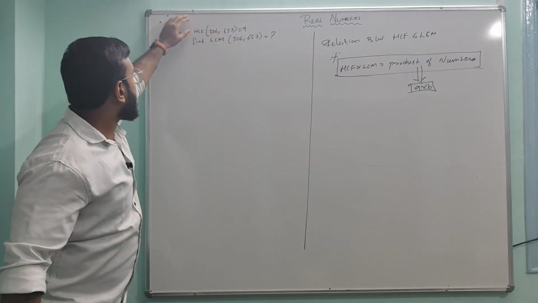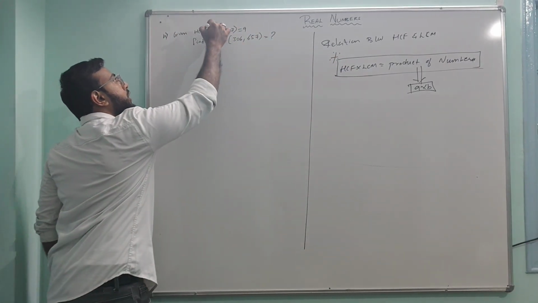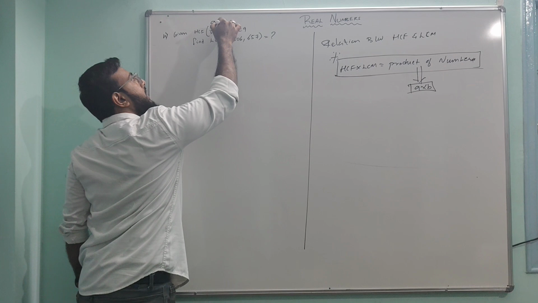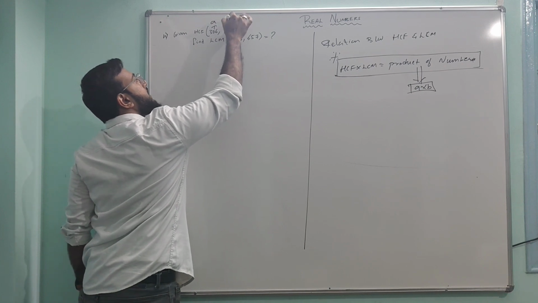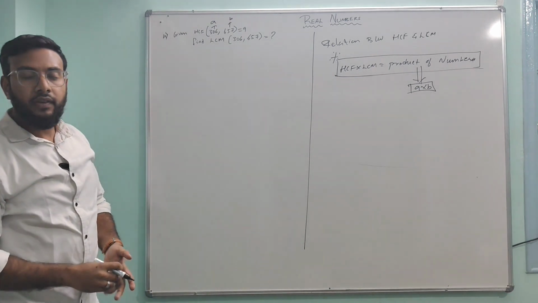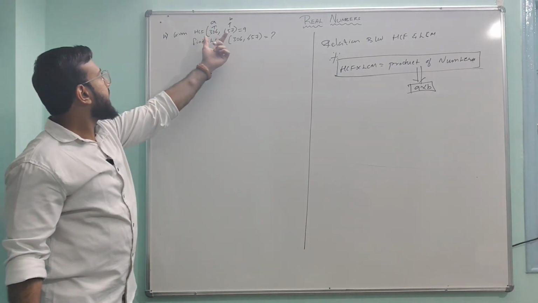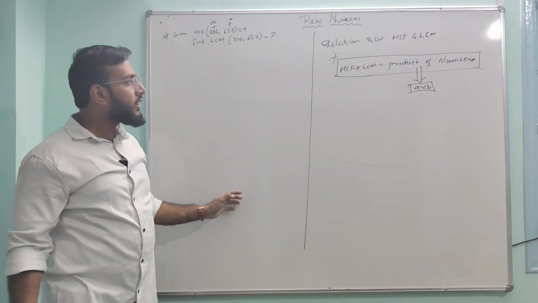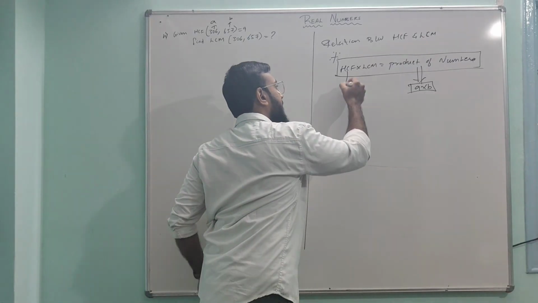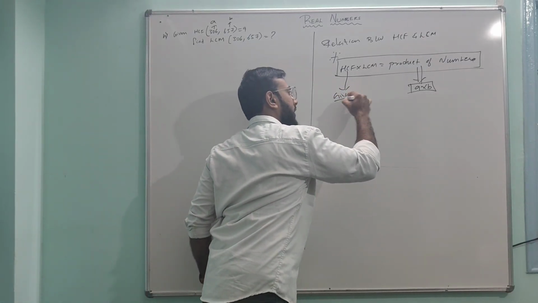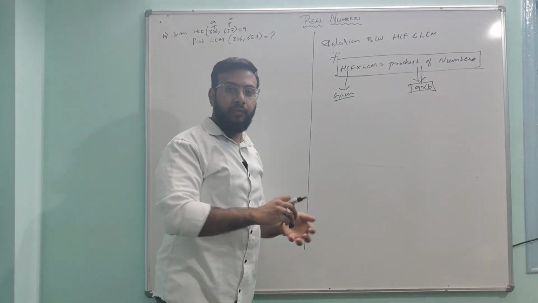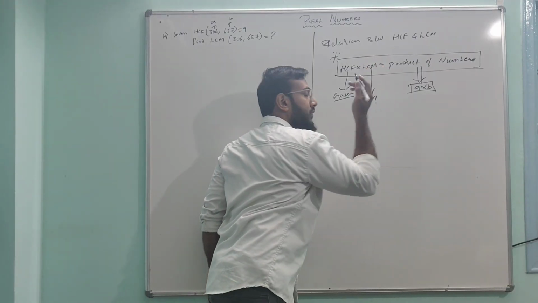See here, they have given the HCF, and the product of two numbers, where A is 306 and B is 657. They have given the HCF as 9. We need to find the LCM.